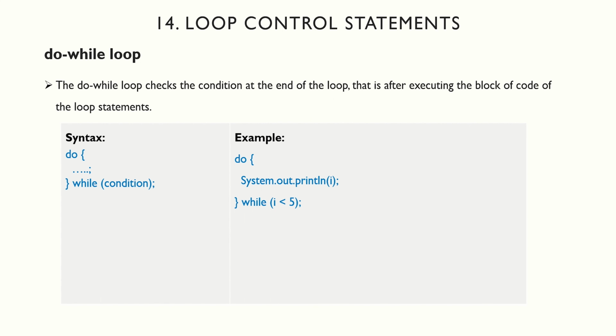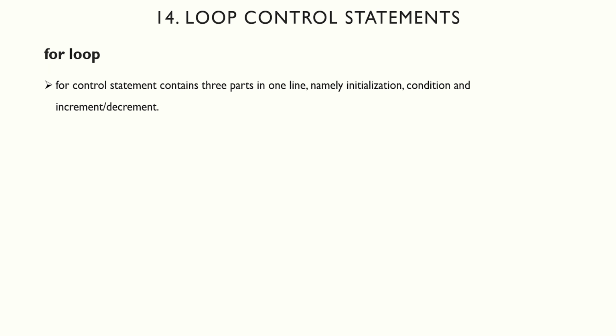Syntax example. For loop. The for loop provides a more precise and structured way of writing loops. Unlike the while loop that evaluates a condition to be true, a for loop statement contains three parts in one line, namely initialization, condition, and increment or decrement. Thus, it provides a shorter, structured, and easier to debug loop statement.